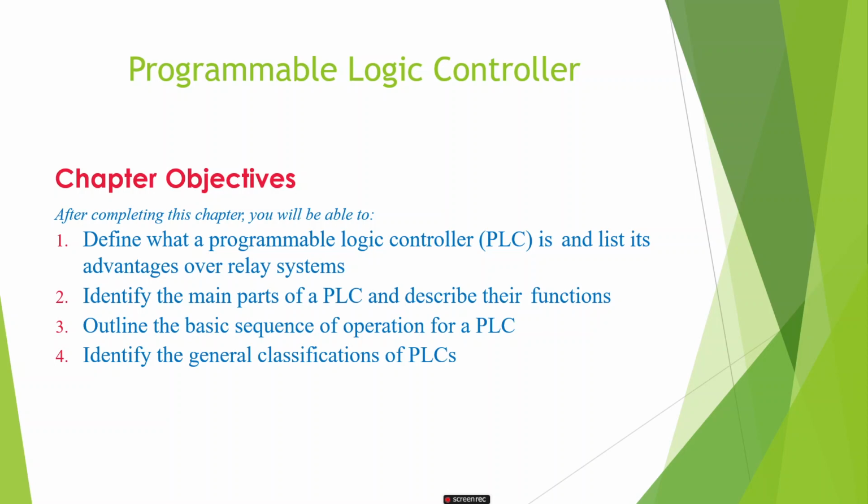After completing this chapter, you will be able to define what a PLC is and list its advantages over relay systems, identify the main parts of a PLC and describe their functions, and outline the basic sequence of operation for a PLC. Then you can identify the general classifications of PLCs.